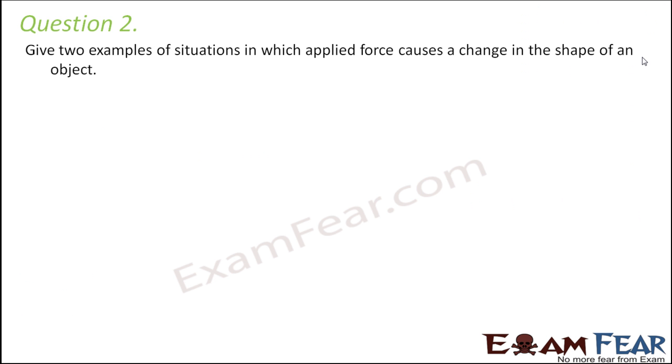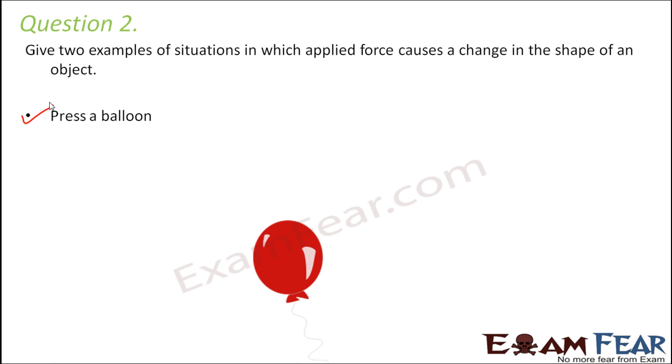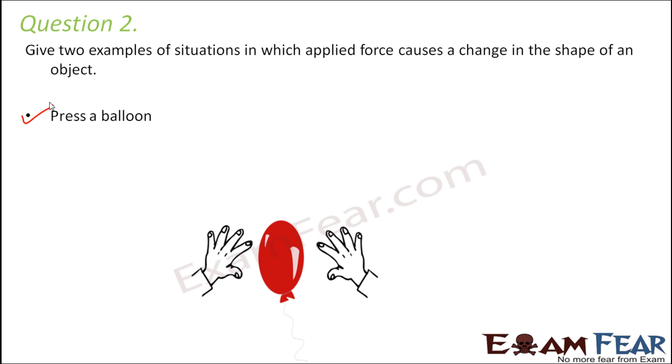Question number 2. Give 2 examples of situations in which applied force causes a change in the shape of an object. Yes, of course it can. One example is pressing a balloon. If you take a balloon which is already inflated, you try to press it with both hands from both sides. What happens? You see the balloon gets squeezed and it changes its shape from spherical to oval.